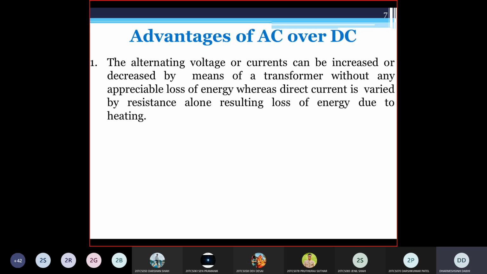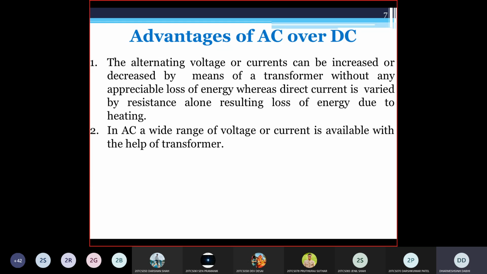So, alternating voltage or current can be increased or decreased by the transformer, and because of that we can reduce the losses in the AC system, where it is not possible in the case of the DC system, because resistance remains fixed, current remains constant, so loss remains fixed.